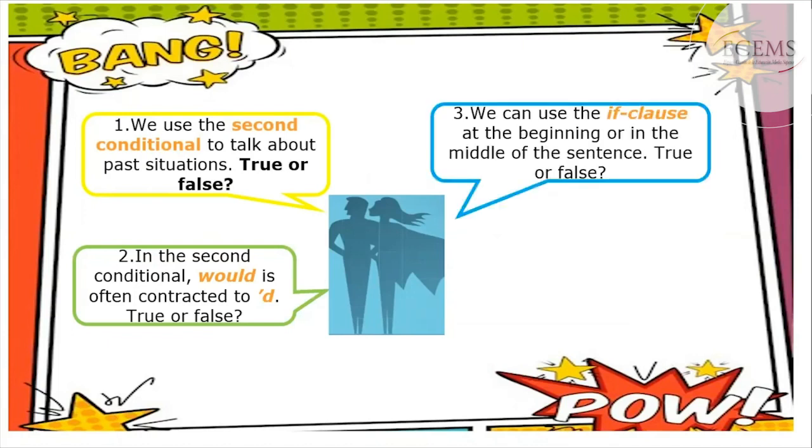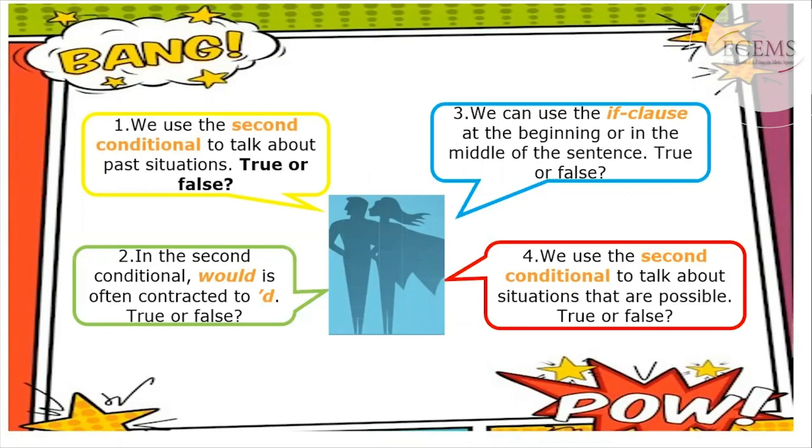3. We can use the if clause at the beginning or in the middle of the sentence. True or false? That is true. We can use it at the beginning or in the middle. 4. We use the second conditional to talk about situations that are possible. True or false? That is false. Second conditional is used for unreal situations.